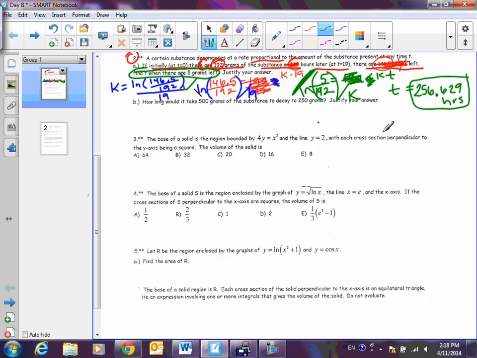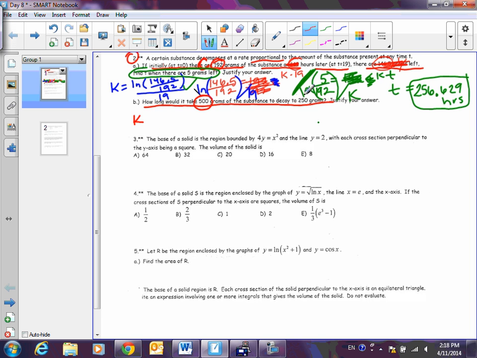Okay. So that looks like a bunch of scratching. Okay. So let's look at the next one. How long would it take for 500 grams of the substance to decay to 250 grams? Are we talking about the same substance? Yes. So K is still the same old K. We don't have to refine K. I mean, it is what it is.